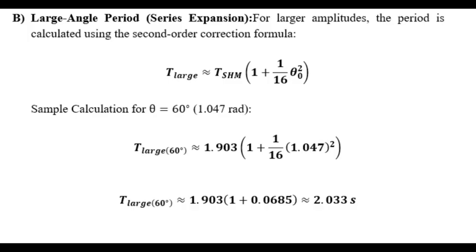To explain this deviation, I used the large angle approximation formula. This formula includes a correction term for the amplitude. For example, for 60 degrees, the theoretical period is calculated as 2.033 seconds. My experimental result of 2.014 seconds is very close to this prediction.